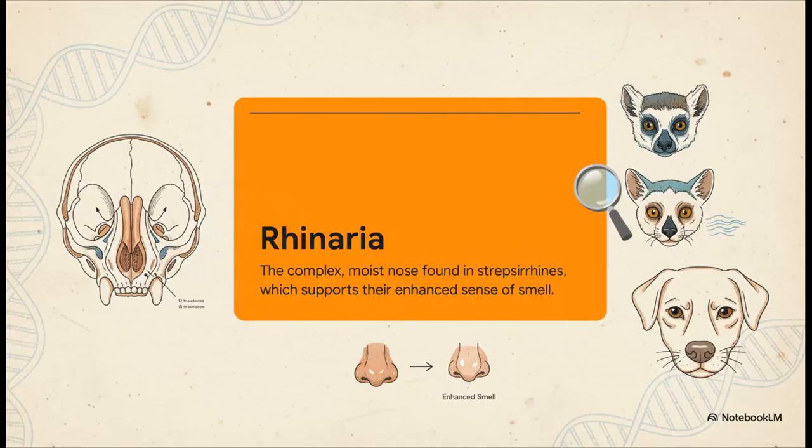And the piece of biological hardware that makes this super-sensitive smell possible is the rhinarium. It's that wet, complex nose you'd see on a dog or a cat. That moisture is key. It traps scent molecules from the air, which gives the brain a much richer, more detailed picture of the world. It's a pretty simple feature, but it gives them a massive sensory edge.